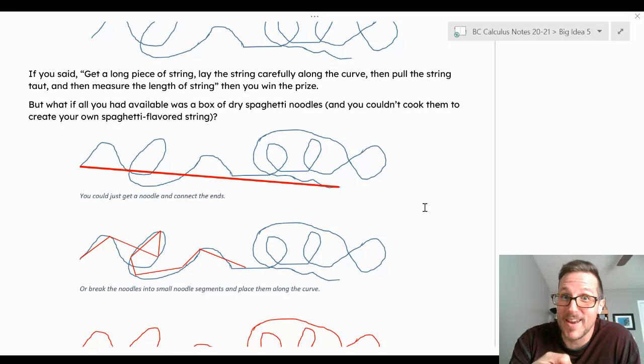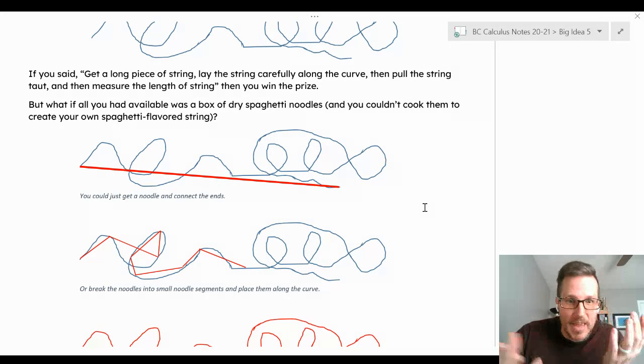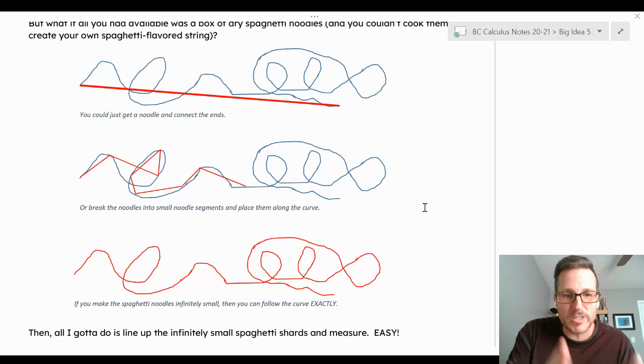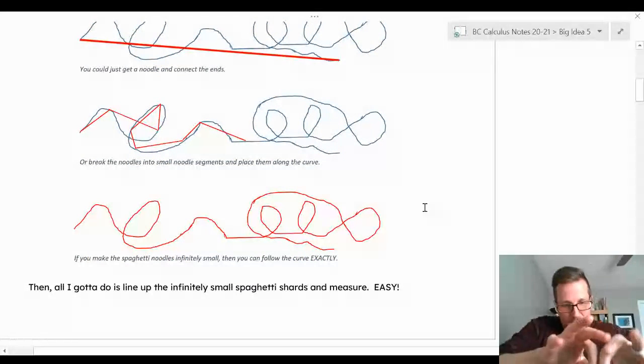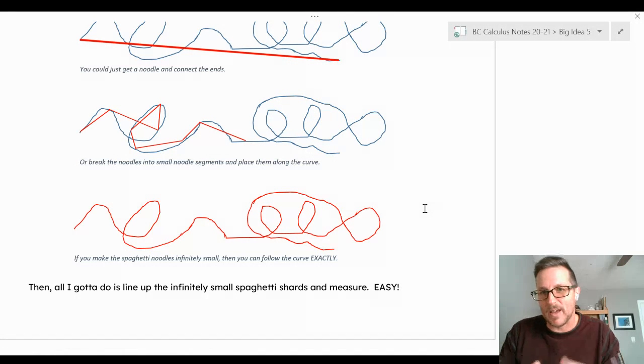With that in mind, you're probably thinking, well, make the spaghetti pieces infinitely small, or as small as I can make them, and then lay those pieces there. Then all those spaghetti shards would line up with the curve exactly. Then I could piece them all together back into one long spaghetti noodle and then measure that noodle. That would be great. That would give me the length of that weirdo curve exactly.